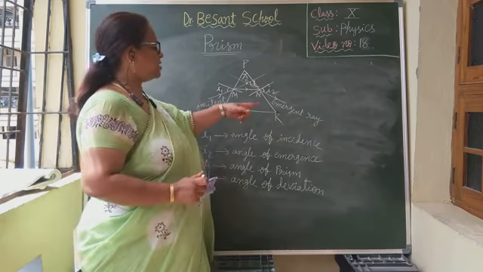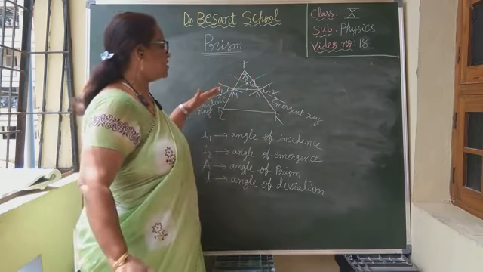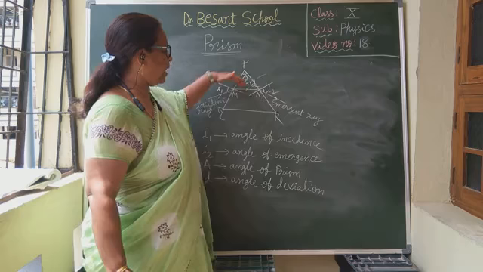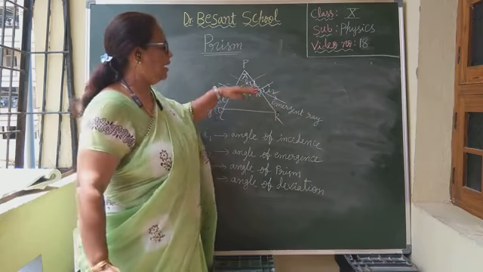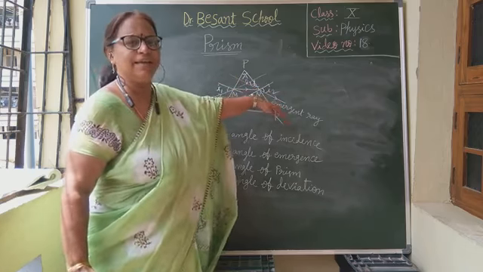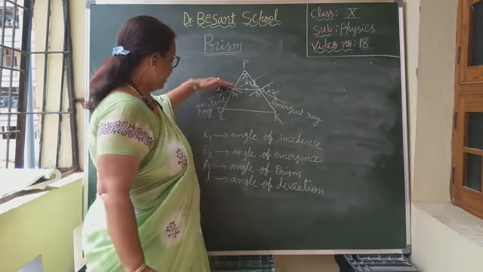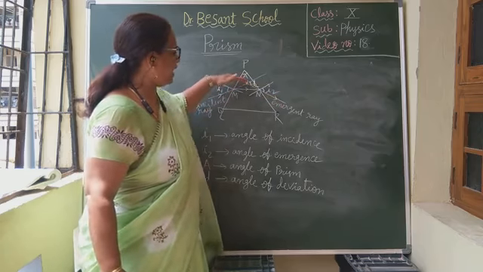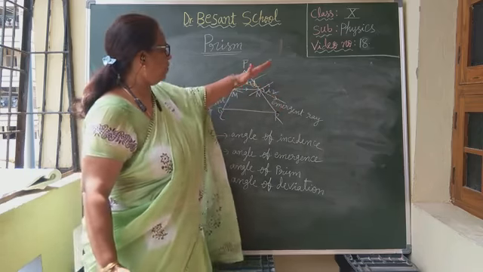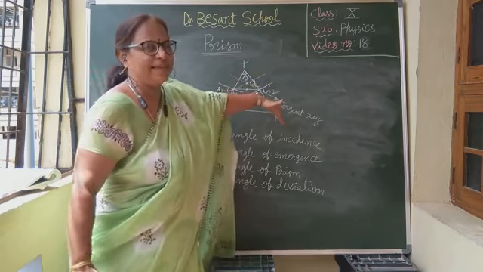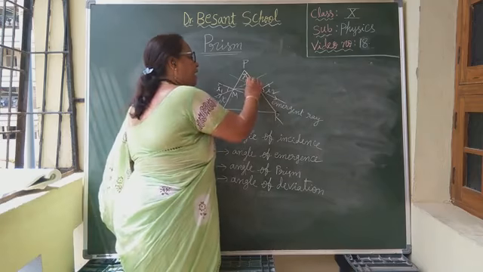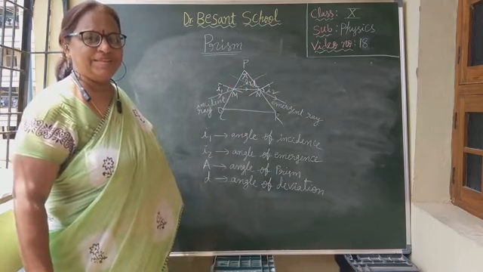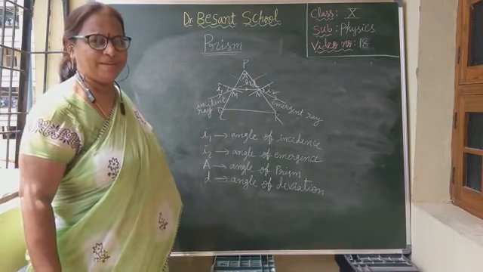See, if the prism is not there, this is the angle of incidence. It should go in this path. But as the prism is there, what happened? It deviated its path and entered in this direction. Instead of going in a straight path, it deviated its path and entered like this. So, by what angle has it deviated? That is called the angle of deviation. I hope I am clear, children. You are following me, right?